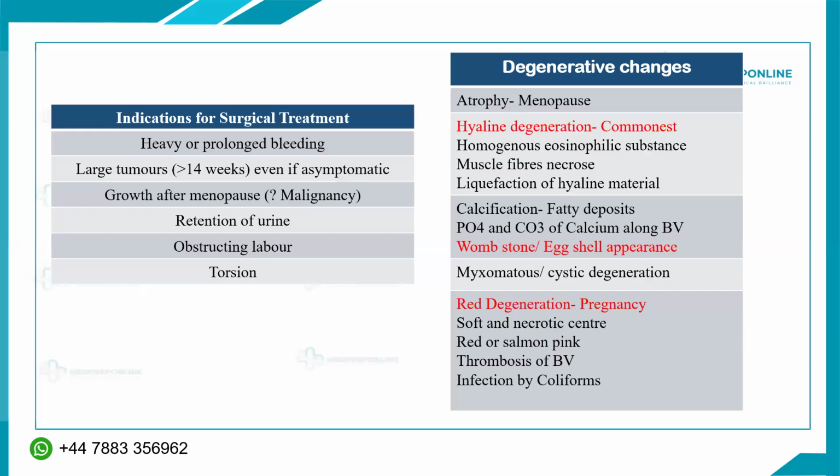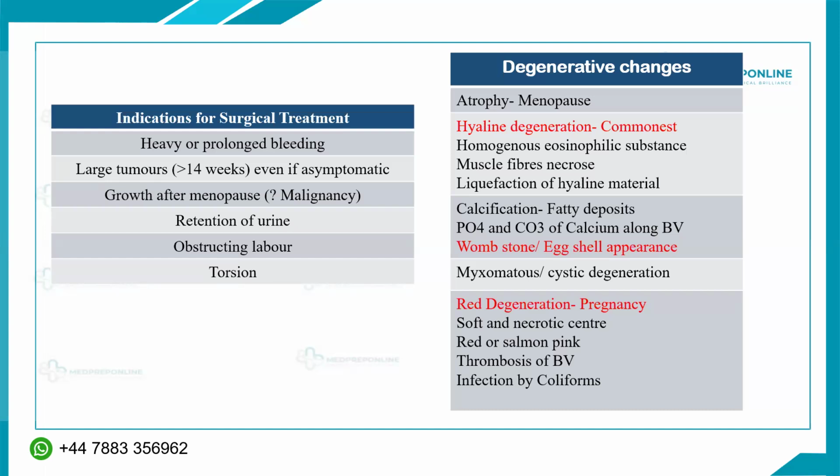So now when do you operate on a leiomyoma? So we know most of the time we manage them conservatively. But what are the indications for surgical treatment, they ask you? Either if the patient comes with heavy or prolonged bleeding, if it's a large tumor which is more than 14 weeks size, even if it's asymptomatic, if there is growth after menopause because we are worried about malignant changes, if it is causing acute retention of urine, if it is causing an obstruction of labor, or if it has a chance of undergoing torsion.